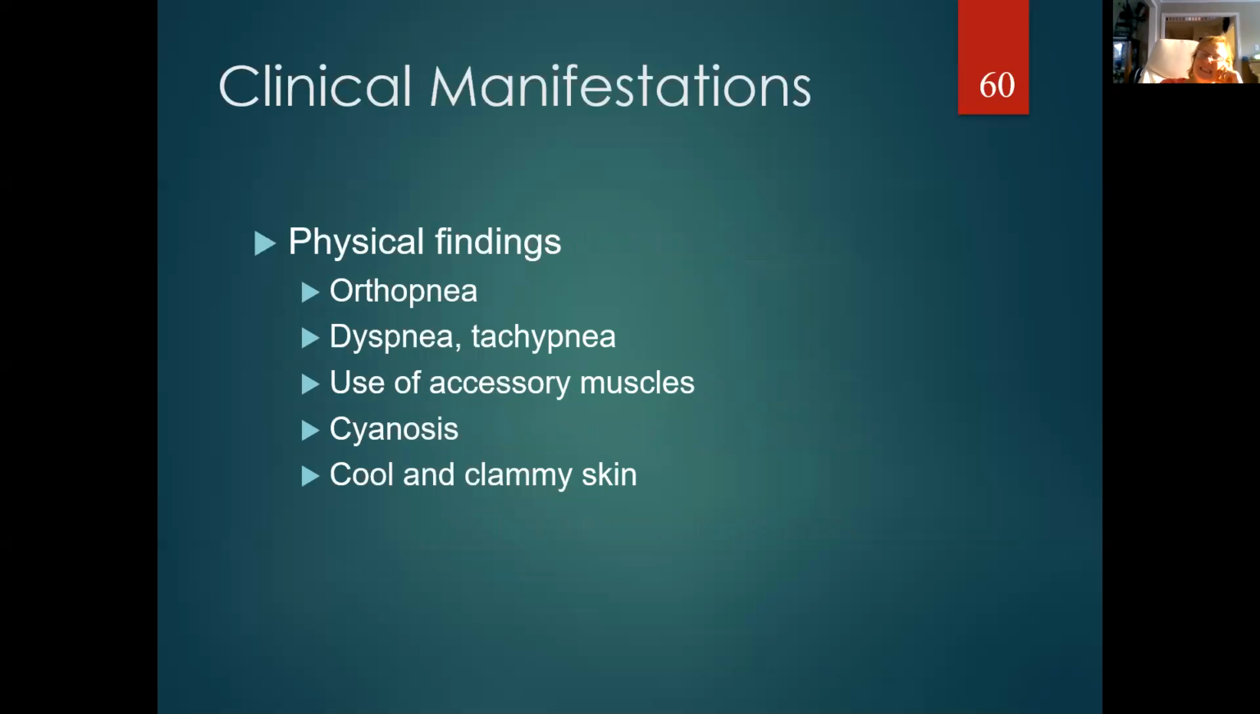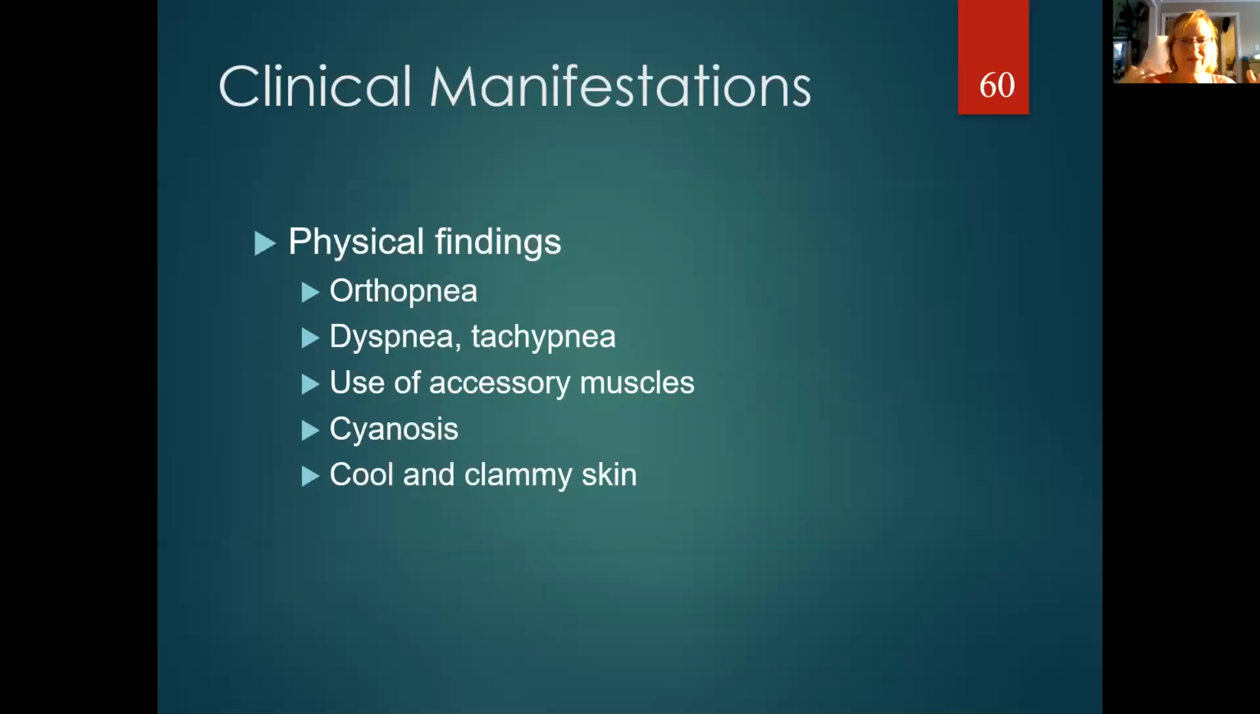So what do we usually see when we're talking about heart failure? Orthopnea. Do you remember what that is? Orthopnea is shortness of breath when we're lying down. And that's very characteristic because one of the things we do when somebody is short of breath is we put them in that high Fowler's position to be able to expand their thoracic cage and get a full breath. So orthopnea, shortness of breath when lying down. Dyspnea, which is just shortness of breath, difficulty breathing, and tachypnea, so a rapid respiratory rate. Use of all those accessory muscles.